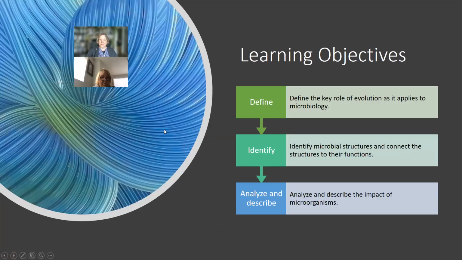All right, so today we're going to be progressing toward being able to meet these learning objectives: defining the key role of evolution as it applies to microbiology, okay? Identify microbial structures and connect the structures to their functions, analyze and describe the impact of microorganisms, okay?